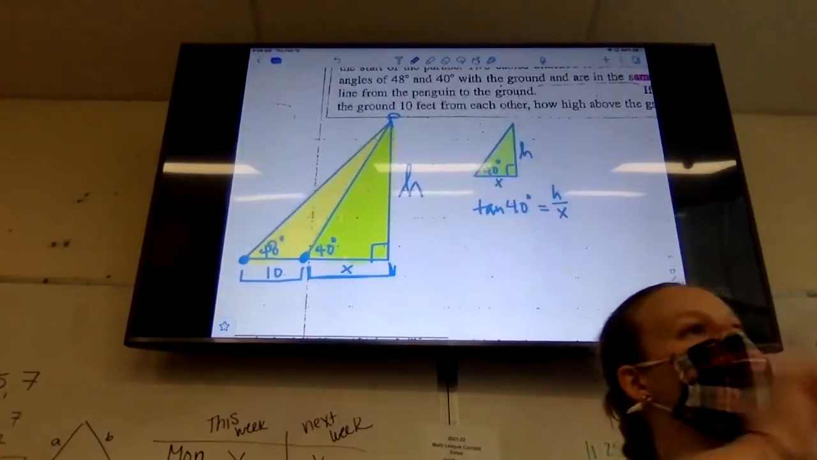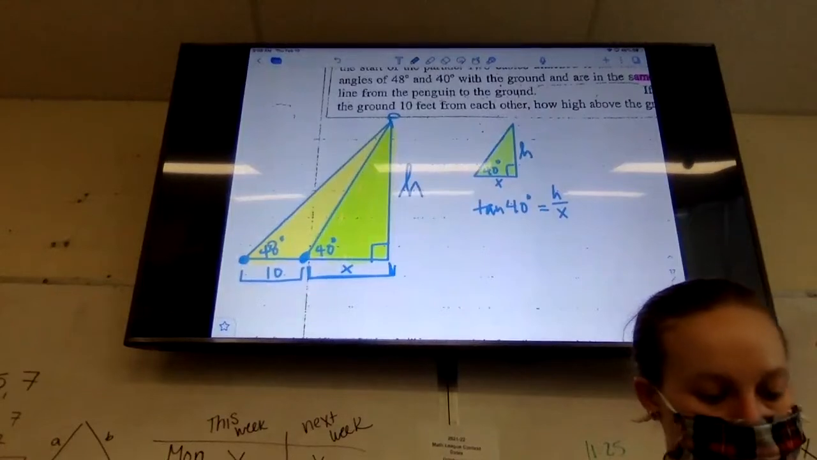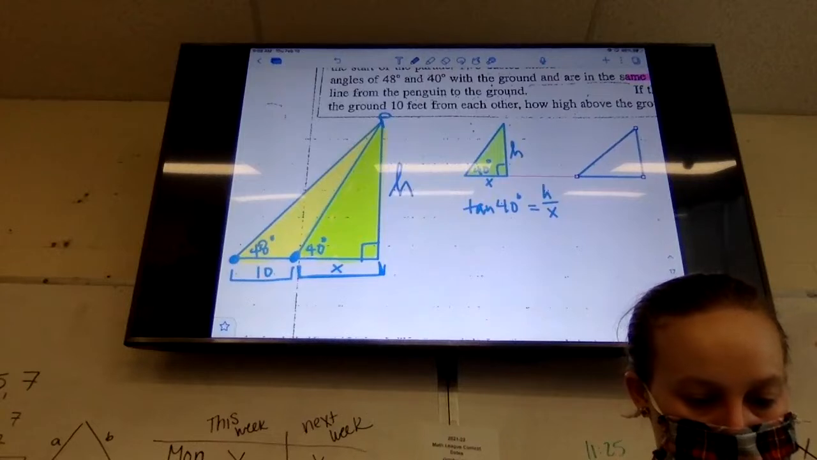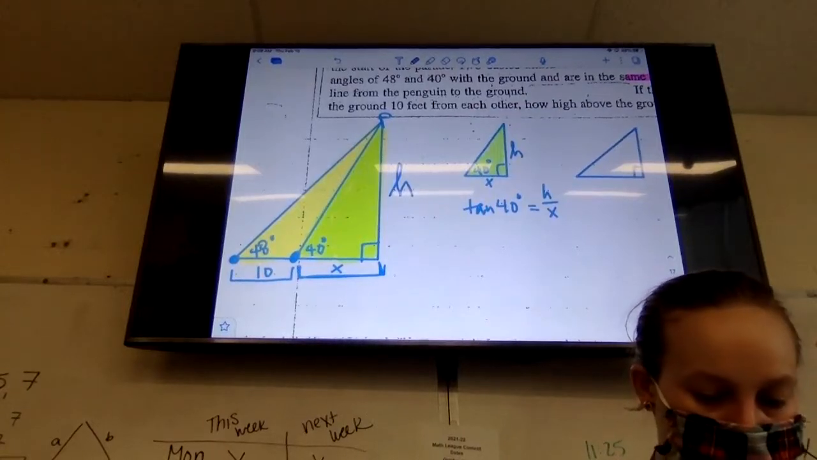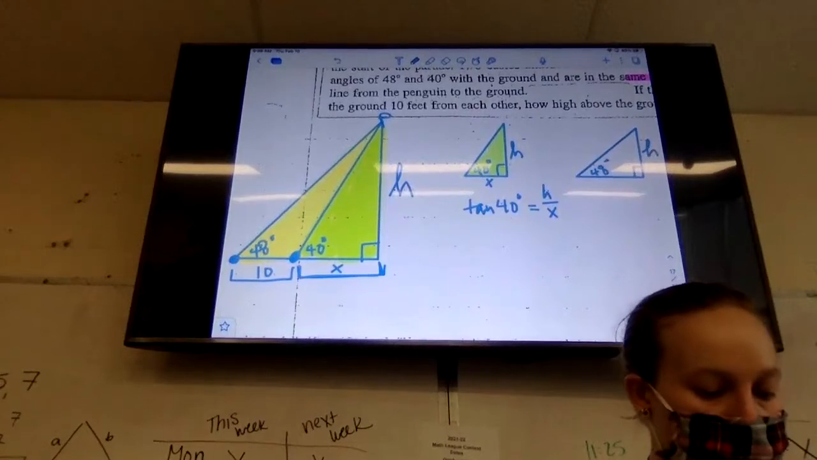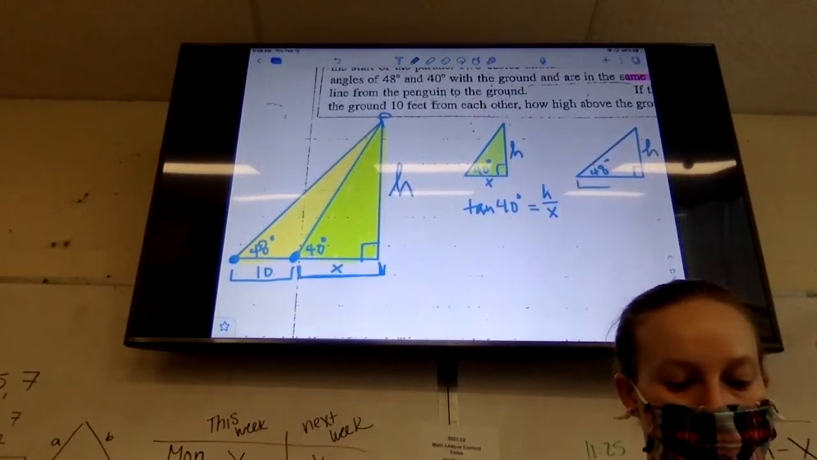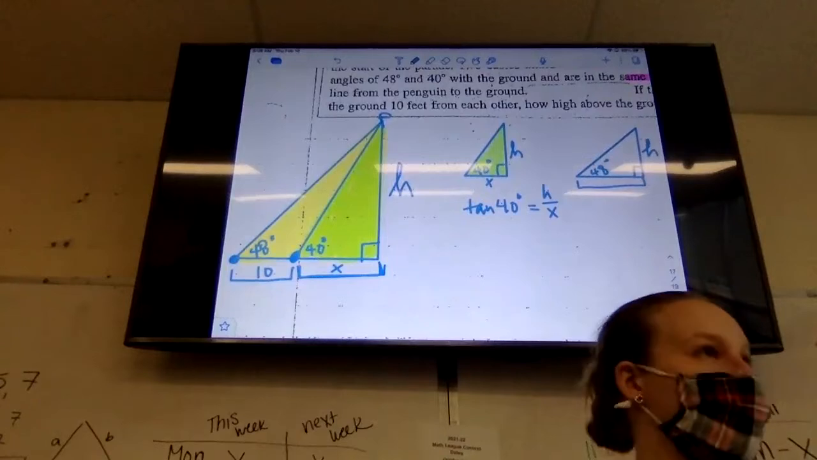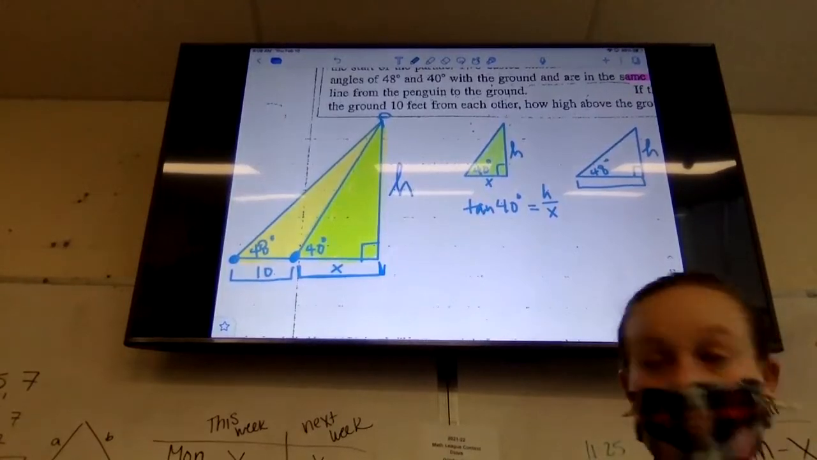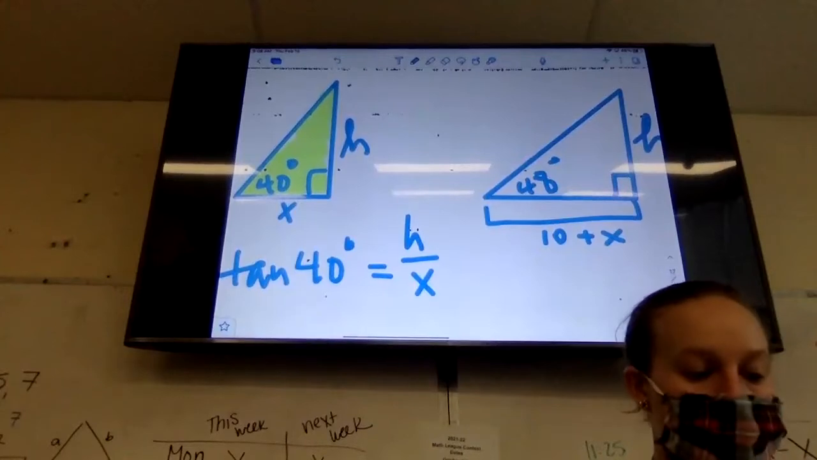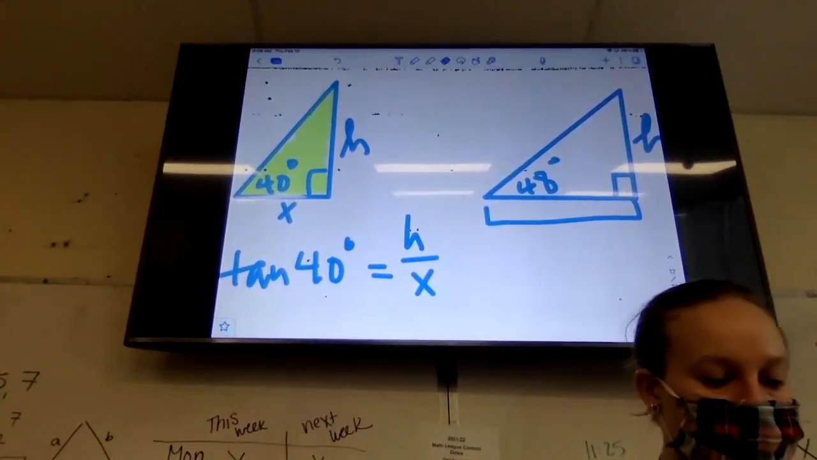We're going to do a similar thing with that big yellow triangle too. So I'm going to redraw my yellow triangle over here, emphasizing it's a little bit bigger. Still a 90-degree angle. My angle is 48. My height is still H. But what's my horizontal distance now? 10 plus X, or X plus 10. So I can't just do 10. I can't just do X. I have to do all of it together: 10 plus X. Or if it makes it easier in your brain, you can write X plus 10.